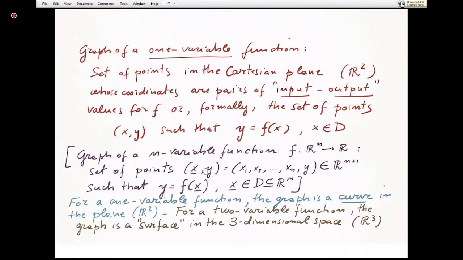The graph is the set of points (x, y), where now x is a vector, not a single variable x. It's a set of points (x, y) that belongs to R^(n+1), so it has n plus 1 components, such that y is equal to f of x. The definition is the same for any x that belongs to the domain.